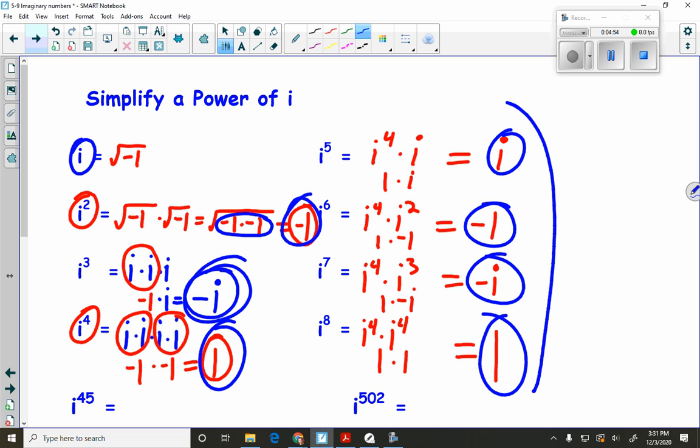You're going to need to pause the video and just take this in for a minute. This pattern of i, negative 1, negative i, positive 1, goes on forever. So what's the shortcut?